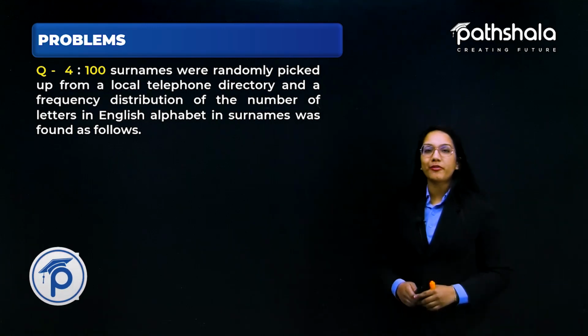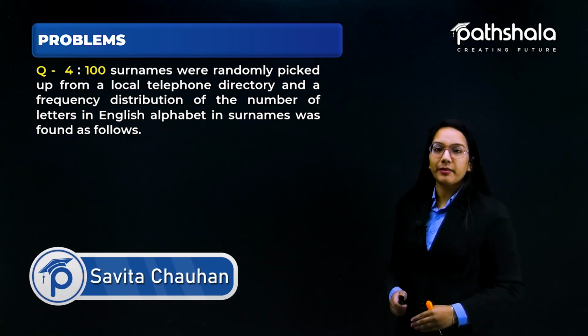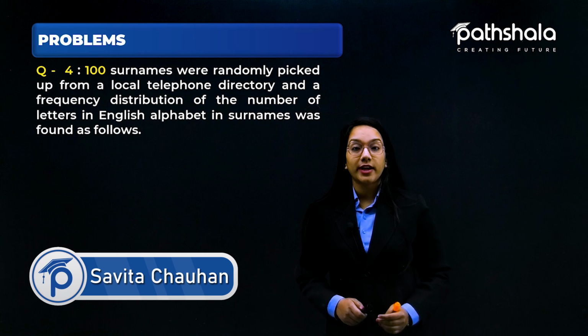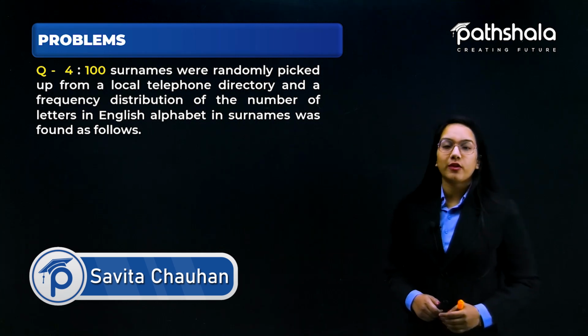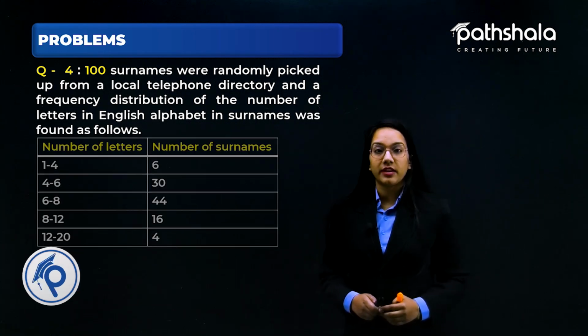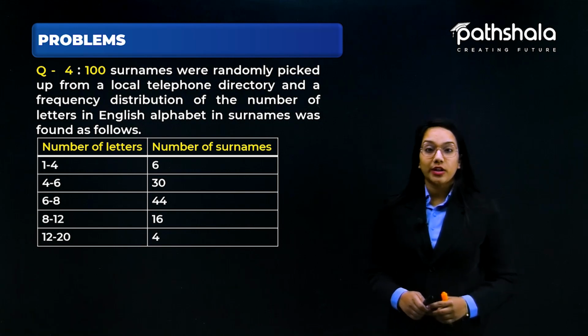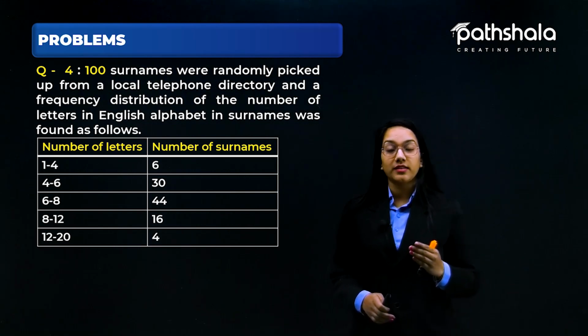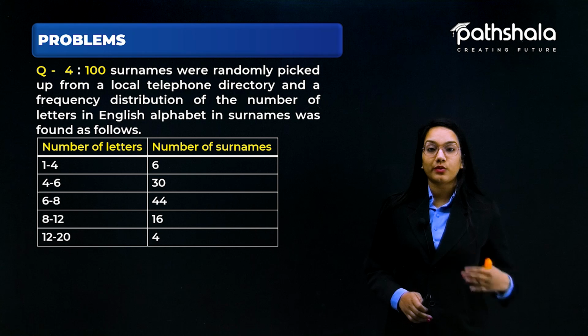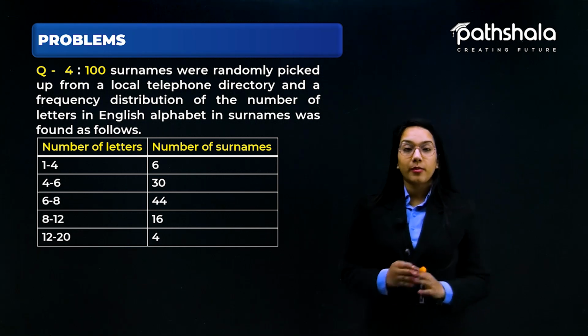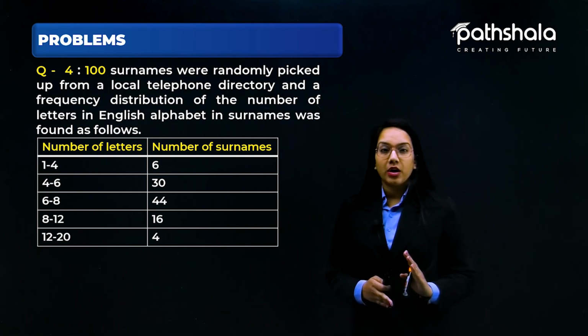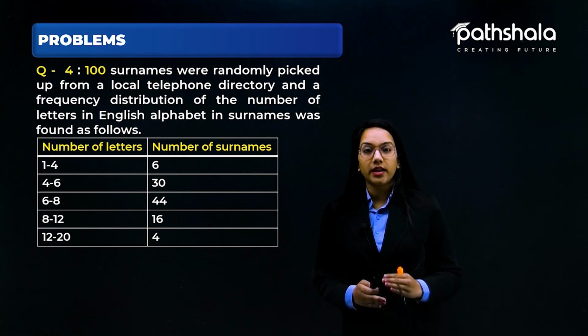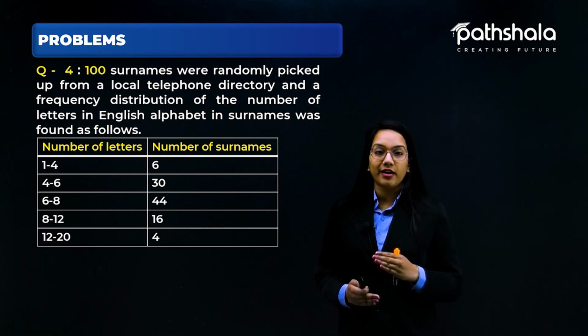Let's see question number 4, which says that 100 surnames were randomly picked up from a local telephone directory, and the frequency distribution of the number of letters in the English alphabet in the surnames was found as follows. The numbers of letters are 1 to 4, 4 to 6, 6 to 8, 8 to 12, and 12 to 20, with the number of surnames being 6, 30, 44, 16 and 4.